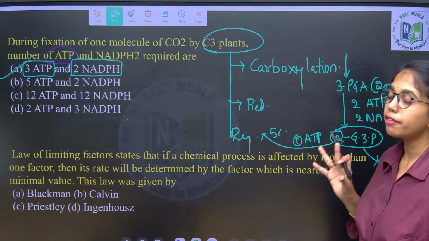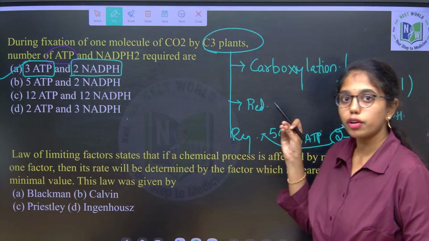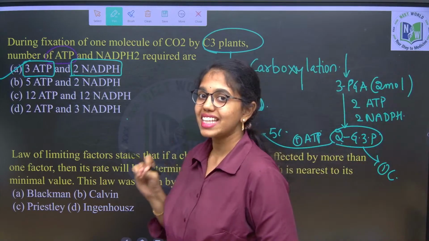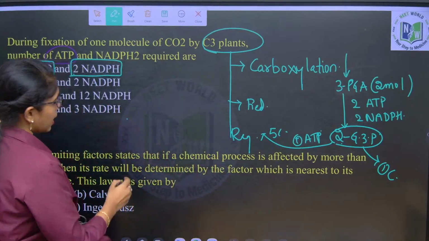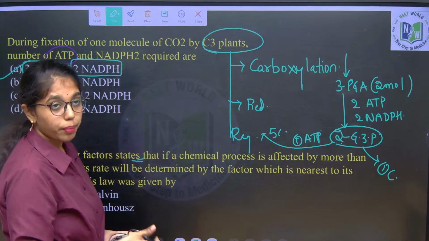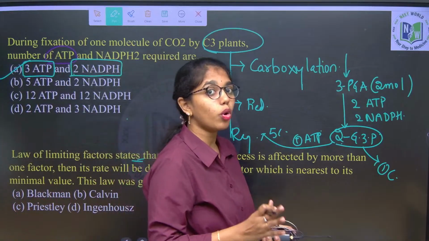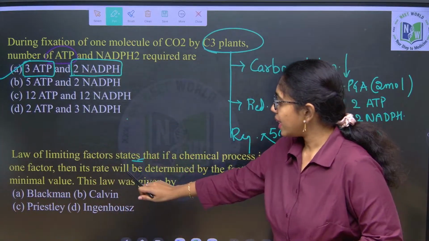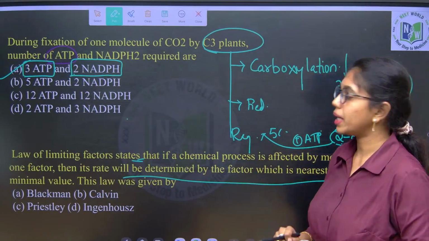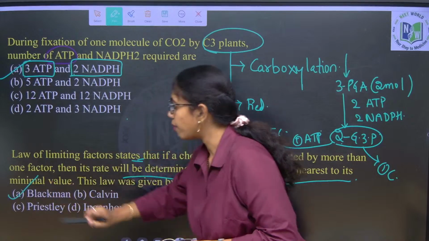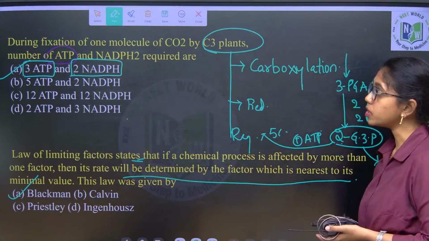Next, law of limiting factors. Whenever law of limiting factors comes in your question or to your mind, the scientist who has given the law of limiting factors is Blackman. What does this say? This states that if any biochemical process is affected by more than one factor, then its rate will be determined by the factor which is nearest to the minimal value. So here we have to go with option A, that is Blackman.